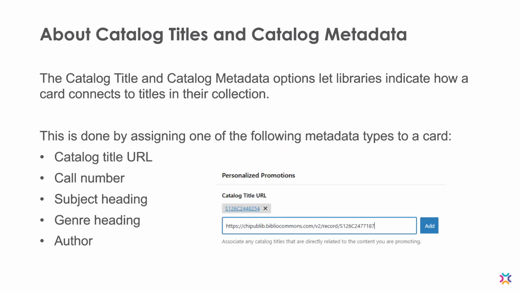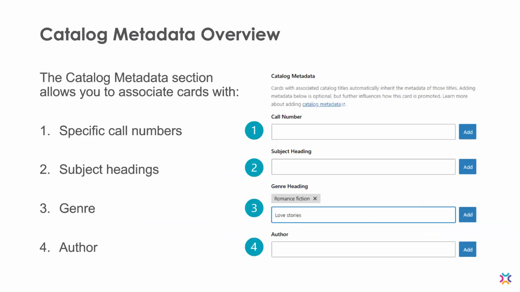The catalog title and catalog metadata options are going to let you influence or help indicate how a card is going to connect to titles in your collection. So we have the five different metadata types that I mentioned: catalog title, call number, subject heading, genre heading, and author.